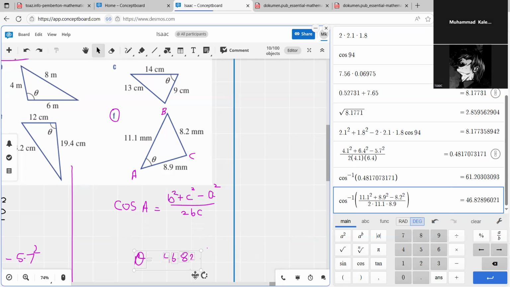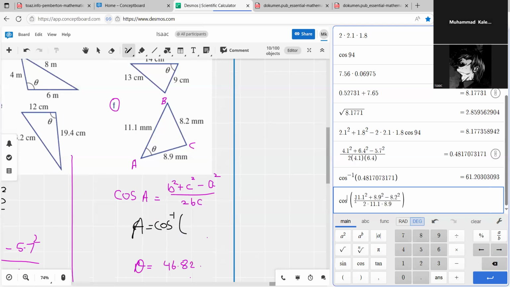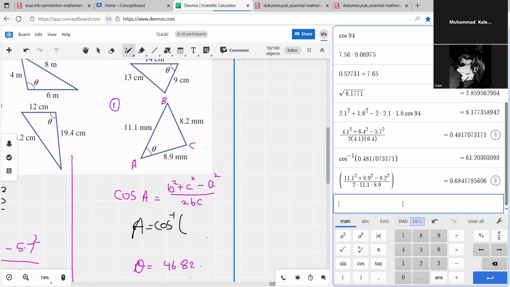I'm getting the answer 46.82. I was trying to do cos inverse of 202.1. So whatever that is what I got. Cos inverse will never give you, if you are calculating for 2 point something, it's always 0 point something. Cos and sine's value is always between -1 and 1.